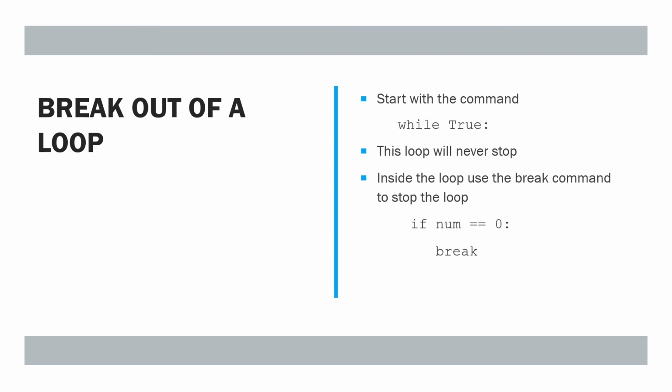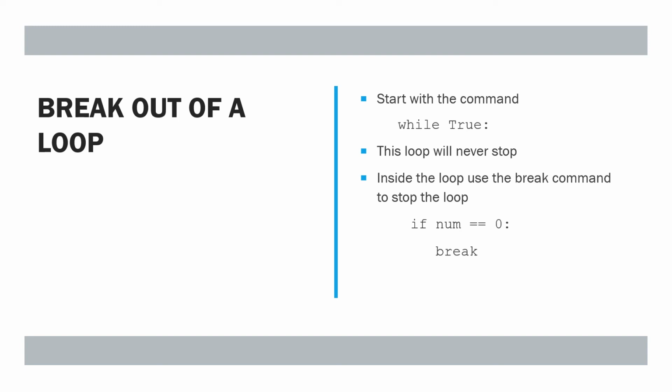Sometimes you need to break out of a loop at some point that is not the top of the loop where the while test is. So let's look at an example of that. Your condition controlled loop could start with a command such as while true. That's a loop that will never stop. For instance, we could enter numbers and the loop will literally never stop asking us to enter numbers.